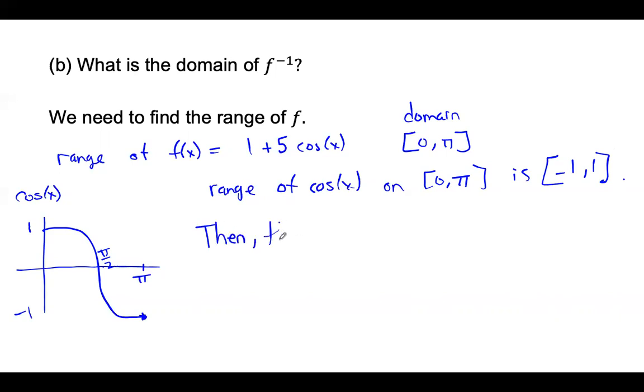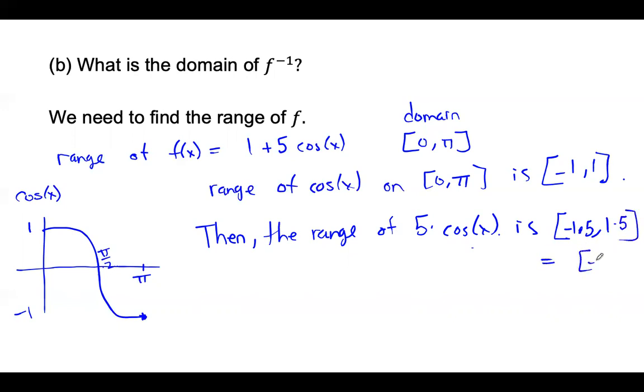So then the range of 5 times cos of x is just going to be, we multiply it by 5. So it's going to be -1 times 5 and 1 times 5. So this is equal to -5 to 5.